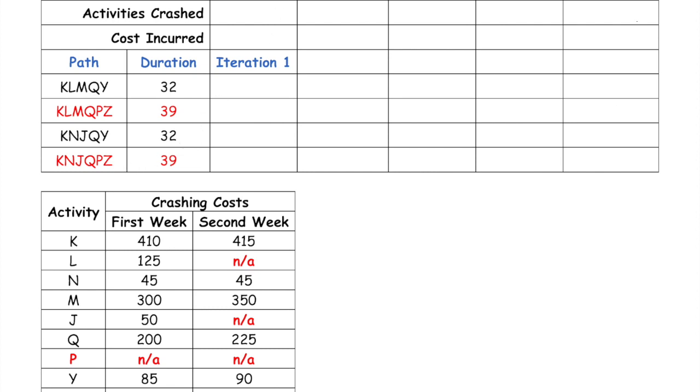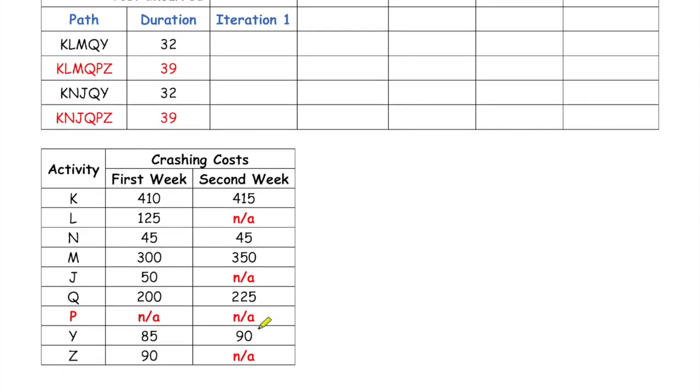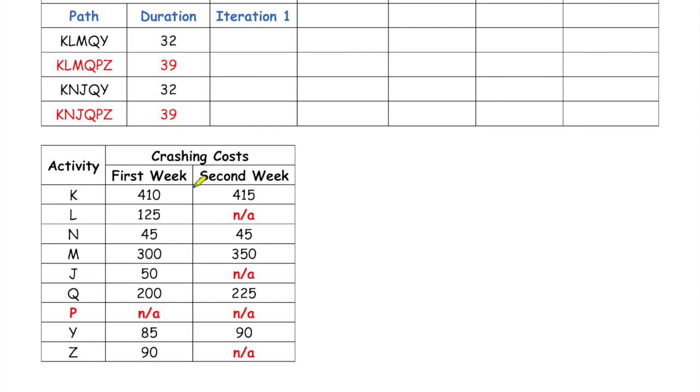So in order to identify the cheapest combination that is available to the firm, let's look at the cost slopes for the first week for each activity on the first critical path and begin by identifying the cheapest activity. So by comparing the costs of activity K, L, M, Q, P, and Z, we can see that activity Z is the cheapest on this first critical path.